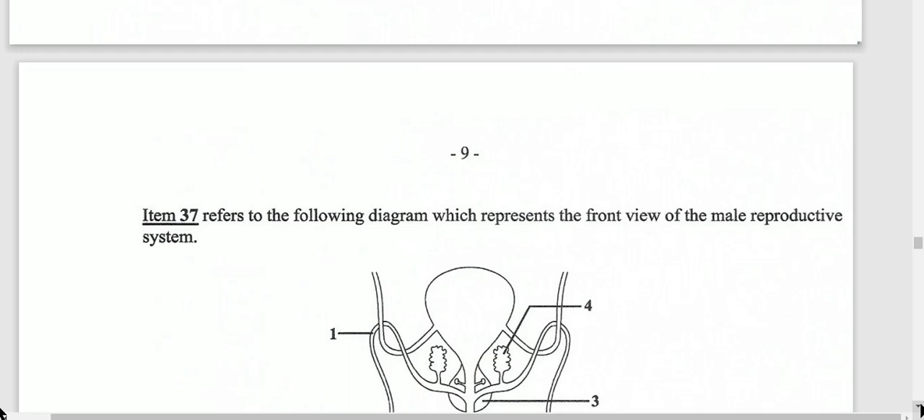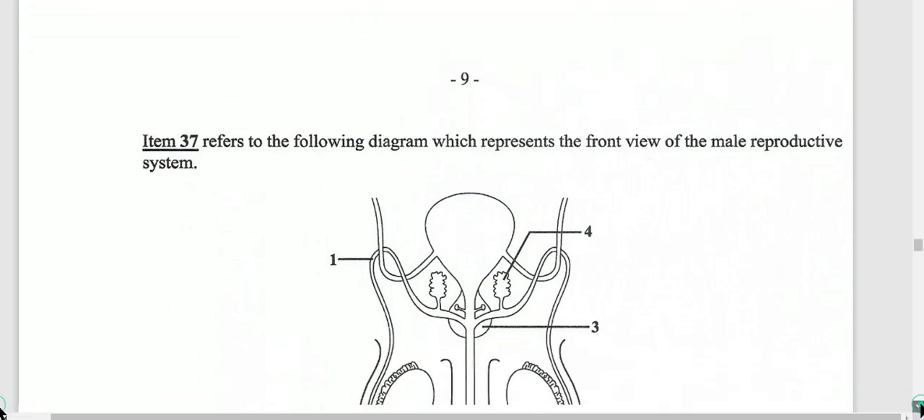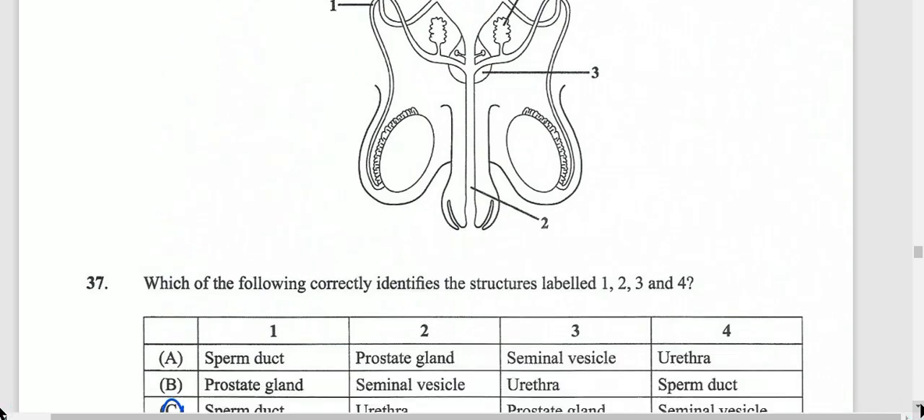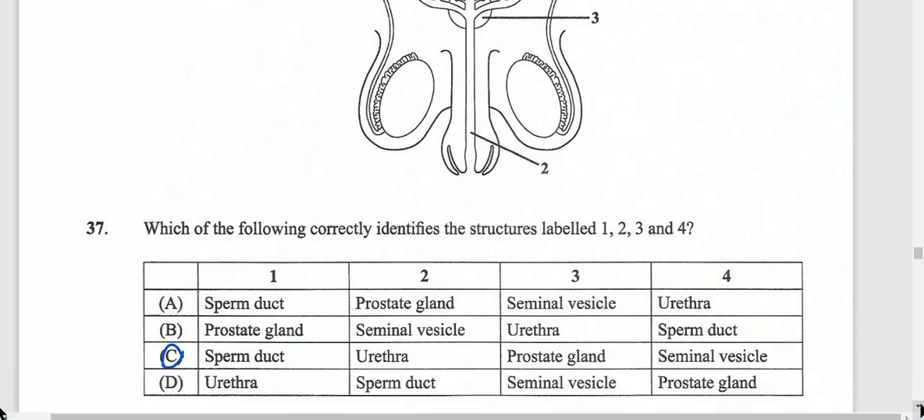37 refers to the following diagram, which represents a front view of a male reproductive system. And of course, this is another diagram or question that is repeated a couple of times. Here we have the sperm duct for 1. For 2, we have the urethra, of course, and then we have the prostate gland, and then lastly the seminal vesicle. All right, that's very important for you to know the difference here between the ureter and the urethra. The ureter is the one that usually comes first, and that's the one coming from the bladder. All right, so let us move on with this.